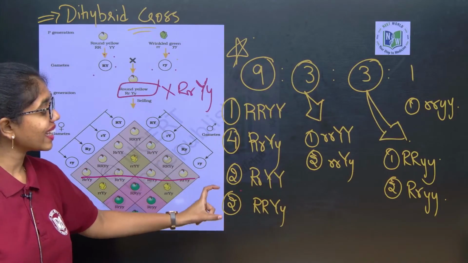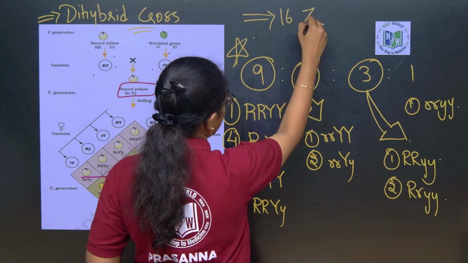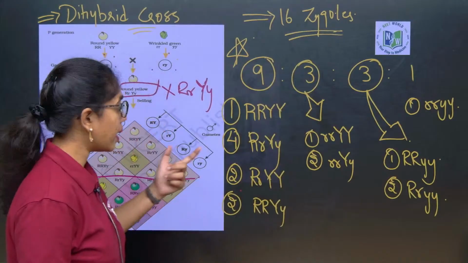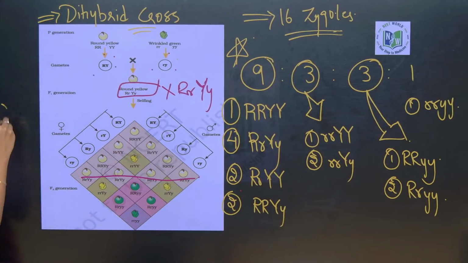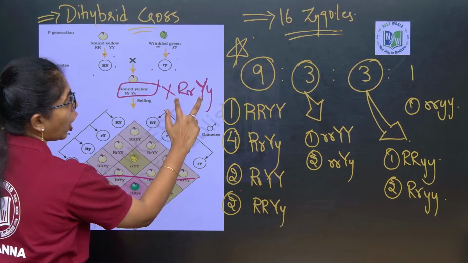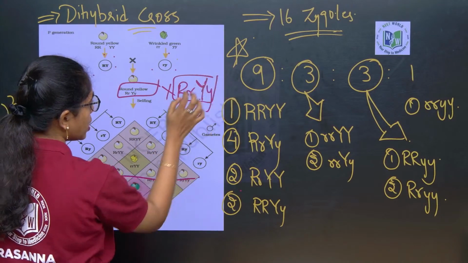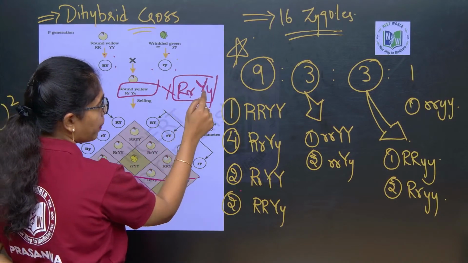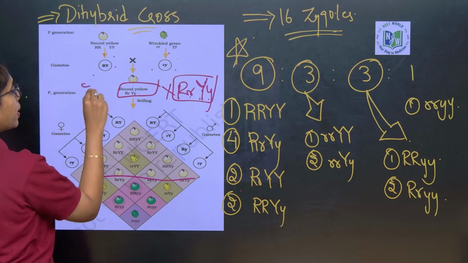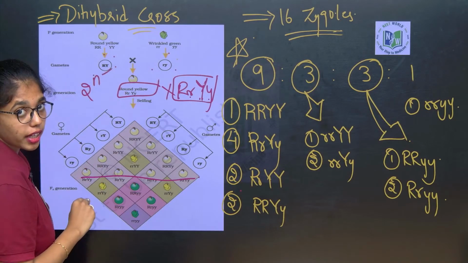Like here you can get easy numbering for 16 zygotes. How will you get the number of zygotes? The number of zygotes we will get by gamete square. How to calculate the number of gametes in the F1 generation? Types of gametes we can identify by the formula 2 to the power of n, where n is the number of heterozygotes.